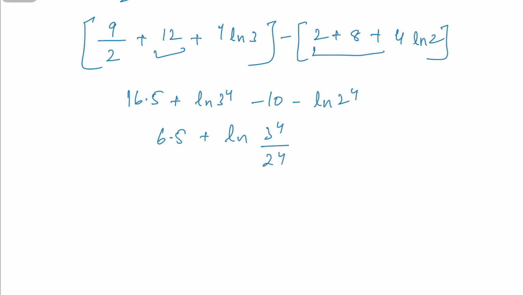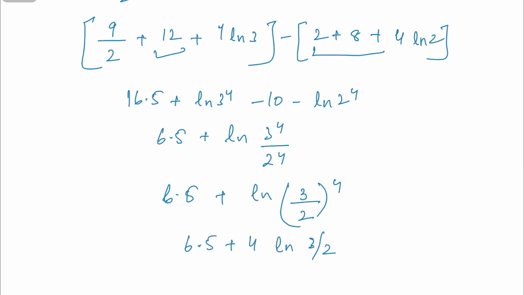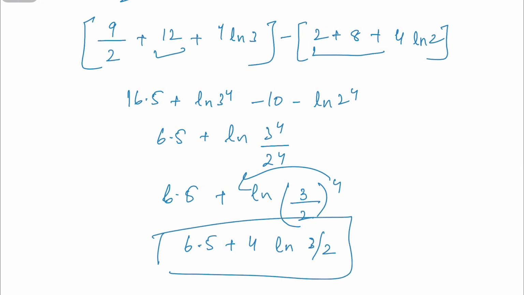Let's just take the whole power as 4. So this would be 6.5 plus ln (3 over 2) to the power 4, and finally we can write this as 4 ln (3 over 2) by using the power law. So this would be our final answer.